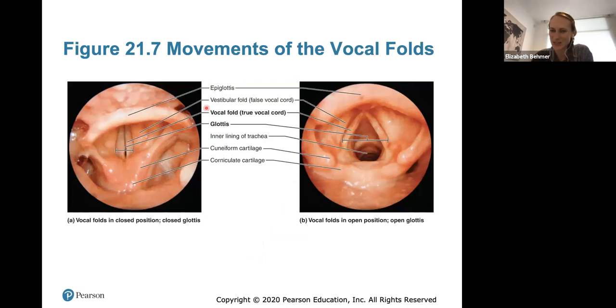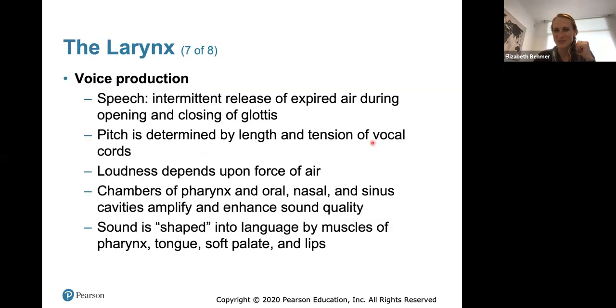And this is a really neat look. So this is actually a laryngoscope, which you can put down someone's throat to take a look at their larynx. You're able to see the vocal folds closed and then open. And again, the glottis is the opening between the two. They'll do this to check for infections, problems with the vocal folds, but it's kind of a cool picture to see this in real life.